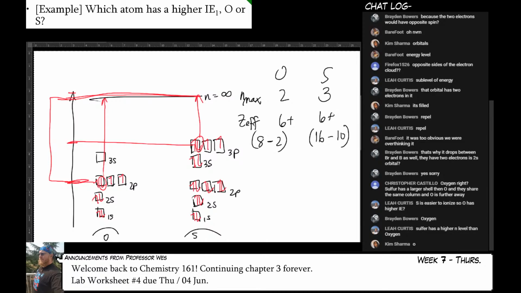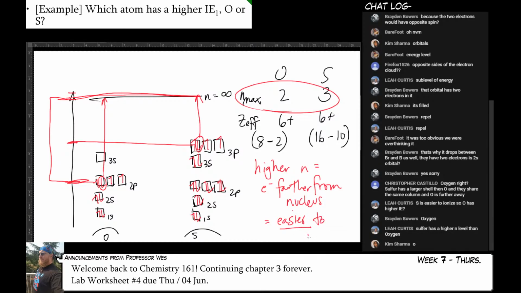So for this question, what I would do is say, oh, look at this, I have a higher N for one of these. And my conclusion would be that higher N means electrons farther from the nucleus, which makes them easier to ionize. But I don't want easier, I want harder for this question, which is the higher ionization energy. It must be oxygen. And there you go. So that's the thought process that you should be going through here. Again, look at Nmax, look at Z effective. Try and find exceptions.